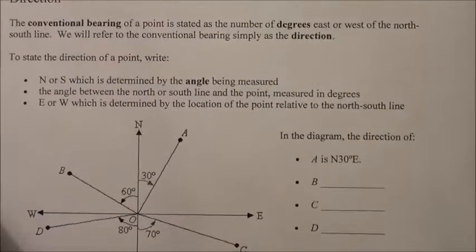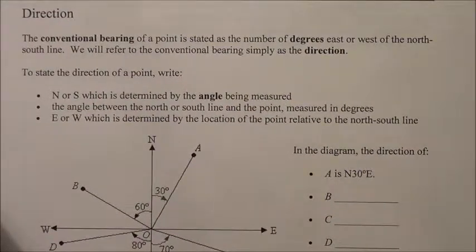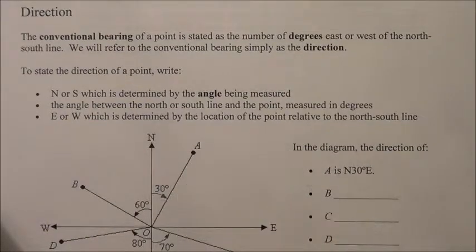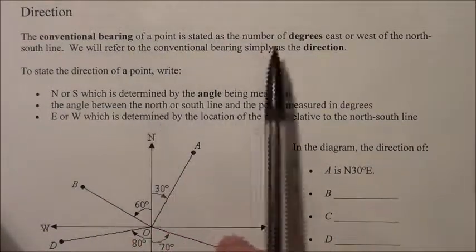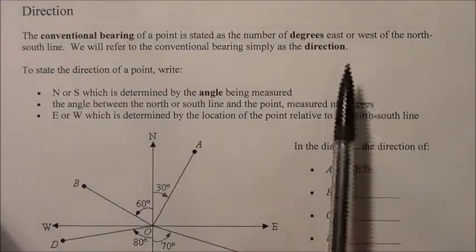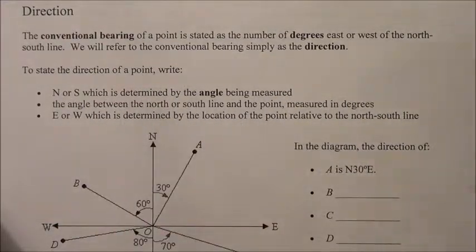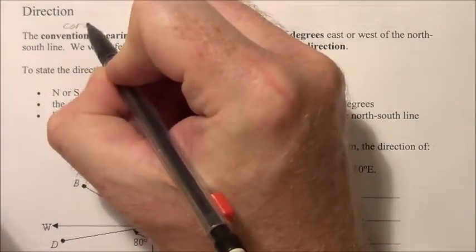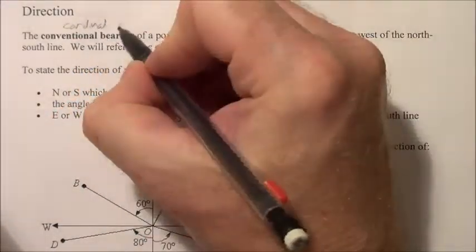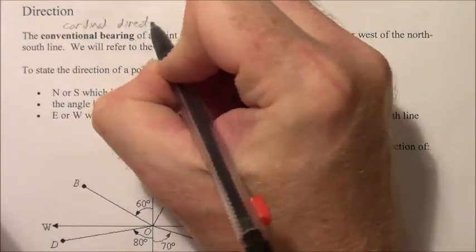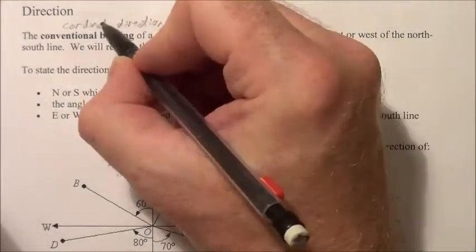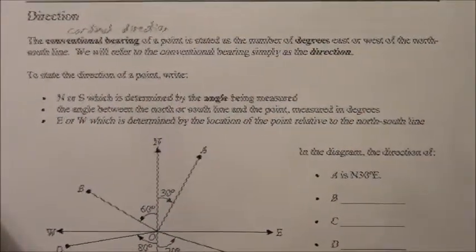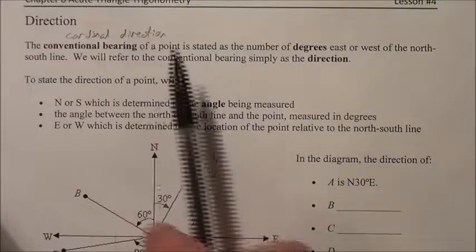Now direction, I've been sort of using it already, but this is the direction part of this lesson. So conventional bearing is a point stated number of degrees. Oh, that's the conventional bearing. I like using the cardinal direction. That's probably more widely used in real life. Maybe the conventional bearing is something that you might use in math class or something. But the cardinal direction is basically what we're looking at.